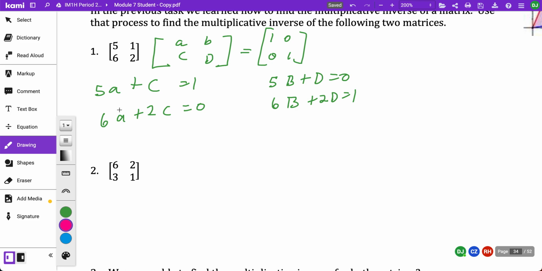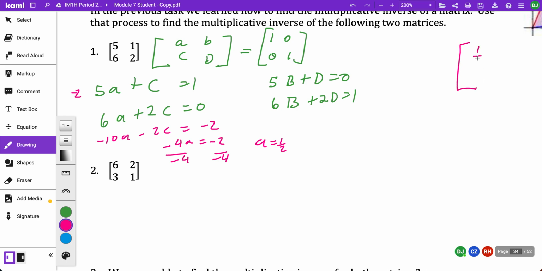And I'm going to use elimination to eliminate these C's by multiplying this one by -2. So it'll be -10A minus 2C is equal to -2. When I add these, my C's cancel, and I'll be left with -4A is equal to -2. Now when I divide both sides by -4, I will get A is equal to 1/2. So over here is my multiplicative inverse. So I have 1/2. Now I can plug in A for 1/2 in either of these.